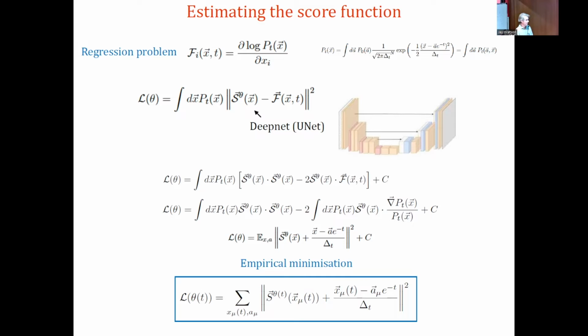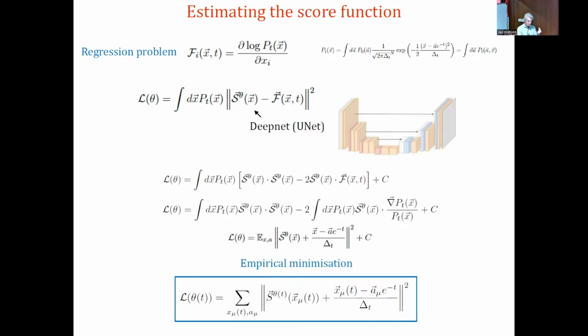And now this is very easy to make into a problem of empirical minimization, because once you have the data, for each data point, for each image, you run the Langevin dynamics. So you have one trajectory. You can also run multiple trajectories, but let's keep it simple. So for each image, you run one trajectory.